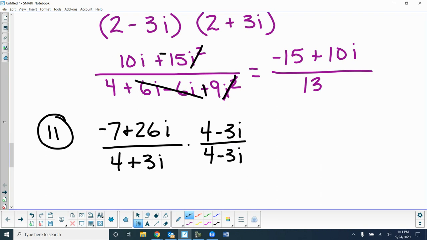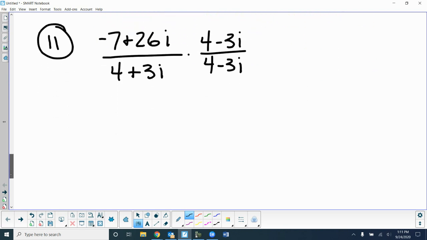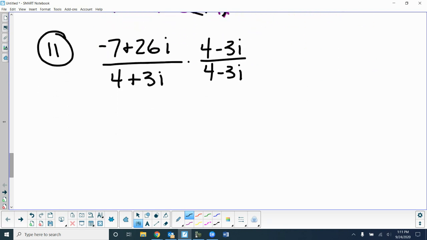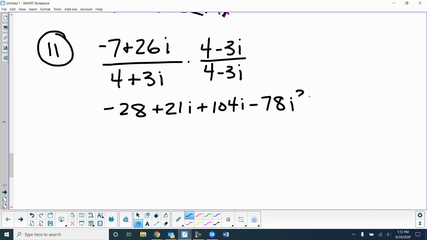So again, the mistake I get is you'll keep these as 4 plus 3i. Okay? Change the sign. Okay, then we FOIL. Negative 7 times 4. Negative 7 times negative 3 is a positive 21. 26 times 4 is a positive 104. And 26i times negative 3i is a negative 78i squared.